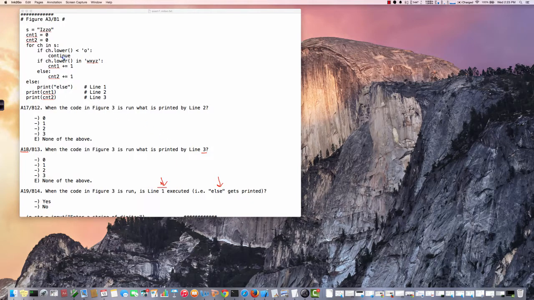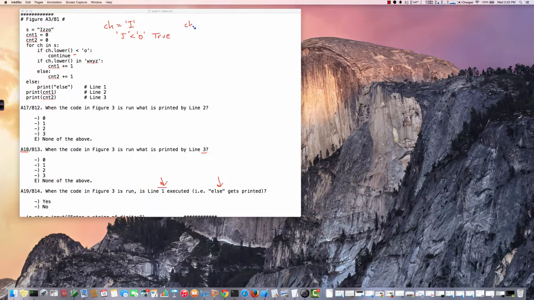Now if we take a look at these, my string is ISO. For the character in the string, that means the first time through, my character will be the first character, which is I. And now we check, is I less than O, little o, and that is true. In fact, it's true whether it's a capital I or a lowercase i. So we do the continue, which means we go back and get the next character.